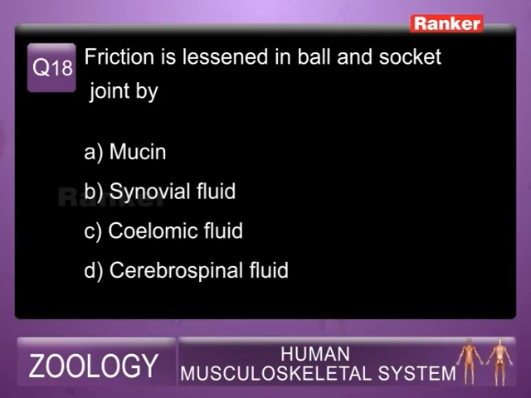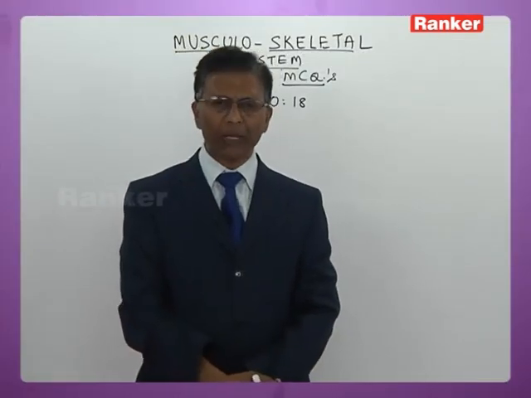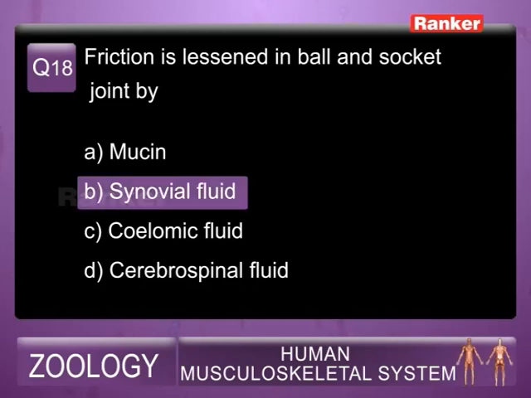Friction is lessened in ball and socket joint by A. mucin, B. synovial fluid, C. coelomic fluid, D. cerebrospinal fluid. In all the joints, the synovial fluid acts as a lubricant. So the answer for this is B. synovial fluid.